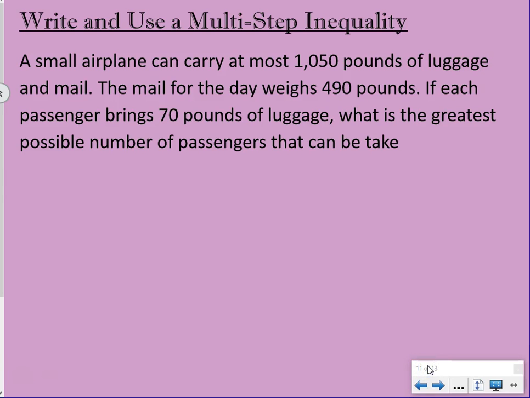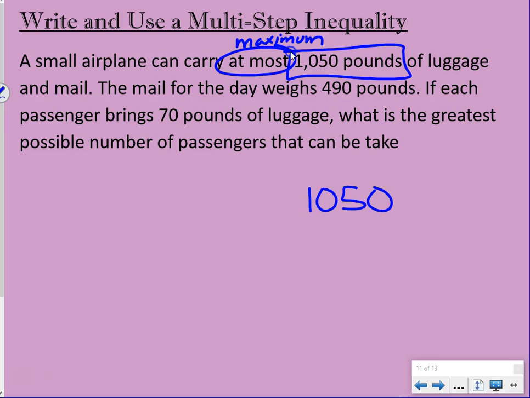All right, last example, write and use a multi-step inequality. A small airplane can carry at most 1,050 pounds of luggage. So at most means that's your maximum. You can't carry any more than that. So that would mean for 1,050, that is as much as you can carry. So we're going to use less than or equal to for our inequality sign.